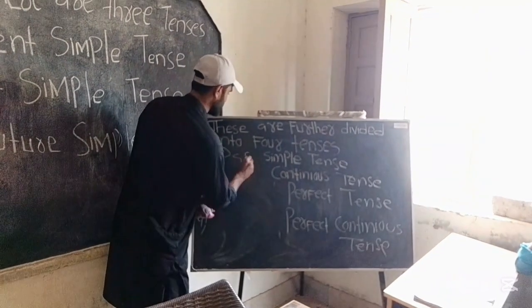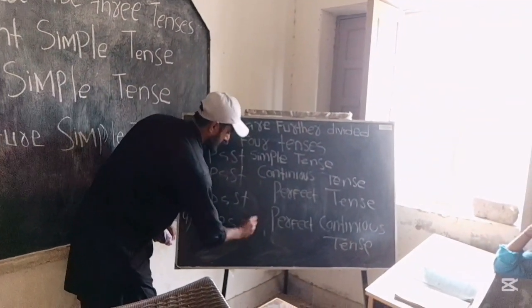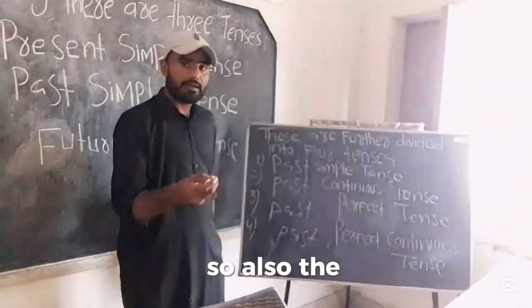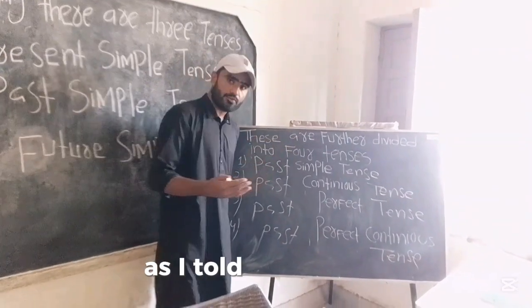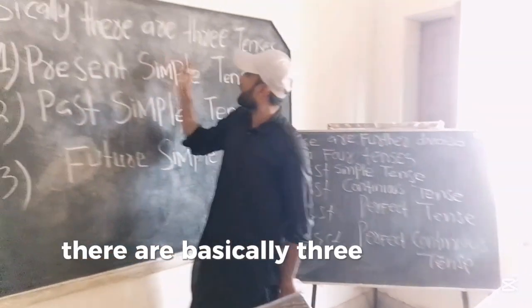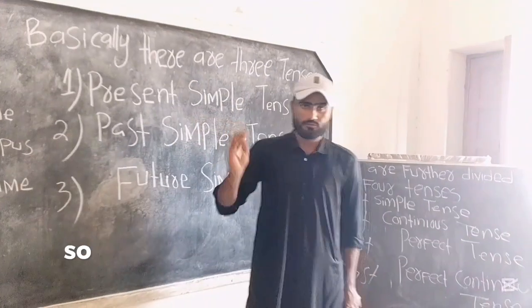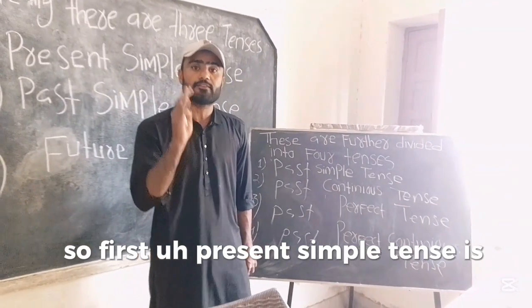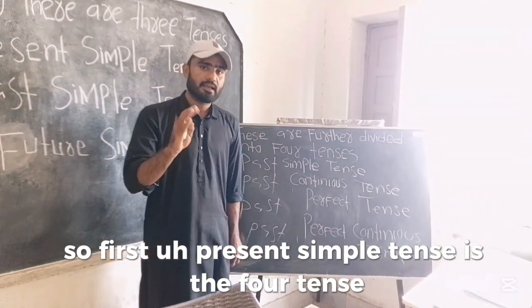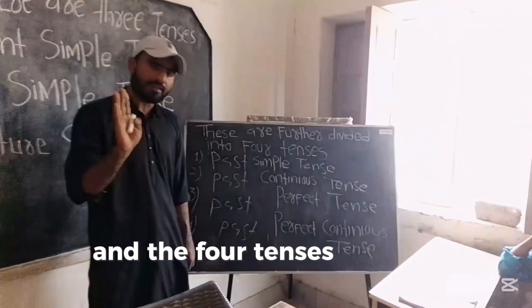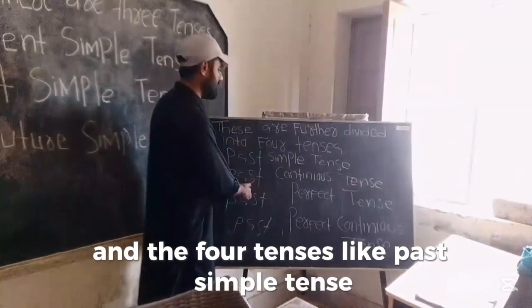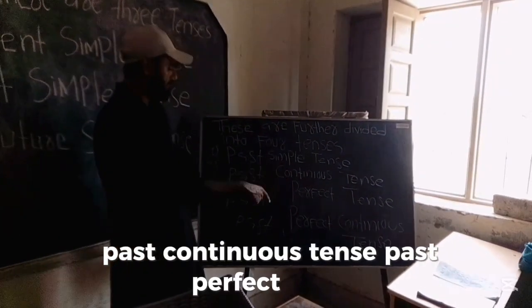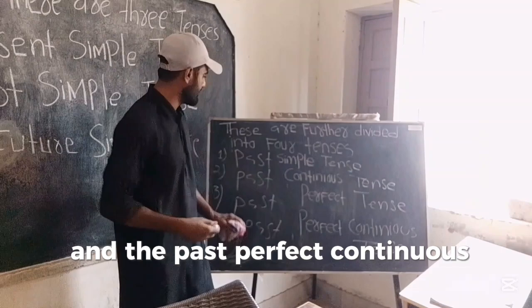Now we are going to add the past. As I told you, there are basically three different tenses. First, the present has four tenses. Also the past has four tenses: past simple tense, past continuous tense, past perfect tense, and the past perfect continuous tense.